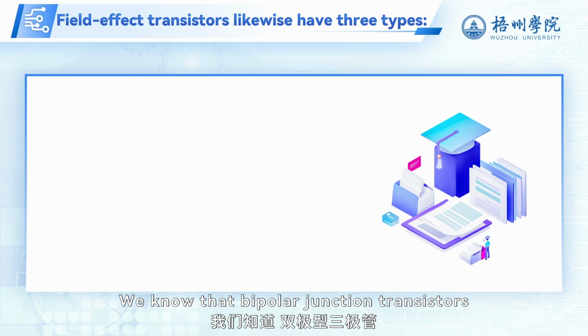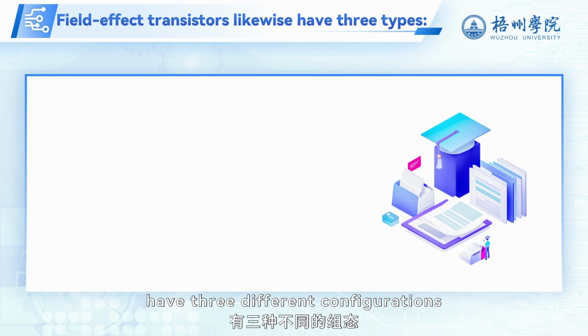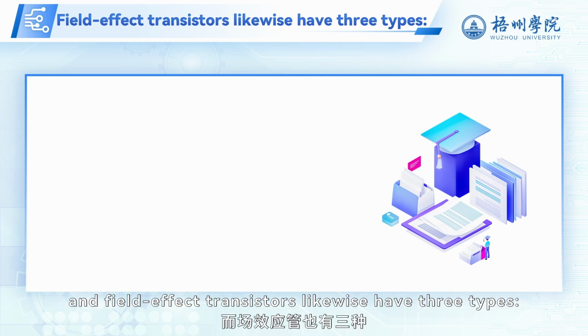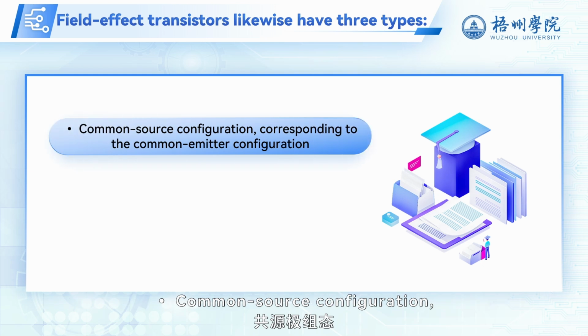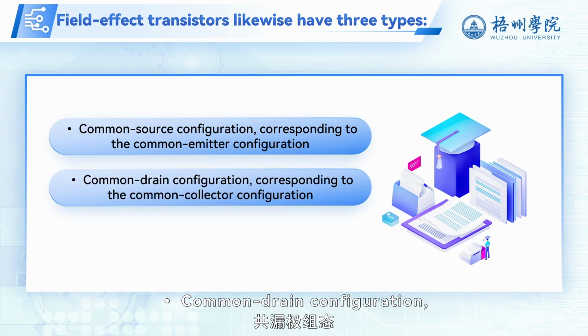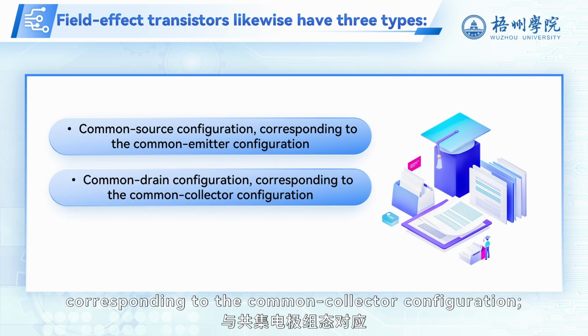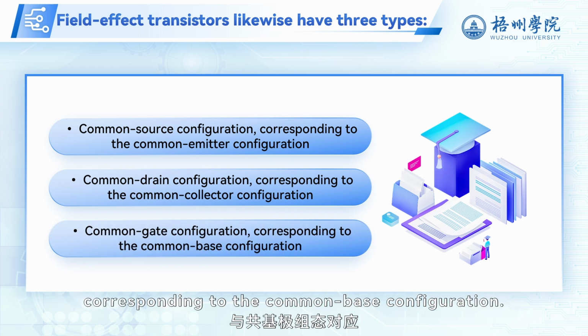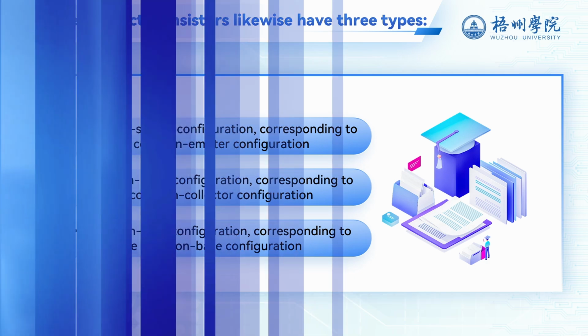We know that bipolar junction transistors have three different configurations, or connection schemes. And field effect transistors likewise have three types. Common source configuration, corresponding to the common emitter configuration. Common drain configuration, corresponding to the common collector configuration. The common gate configuration, corresponding to the common base configuration.